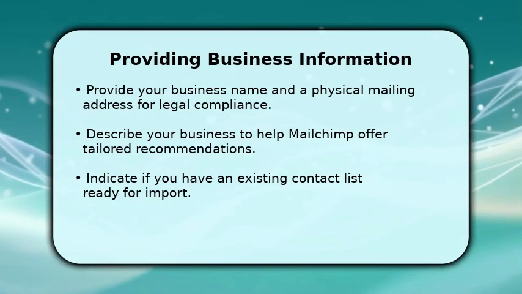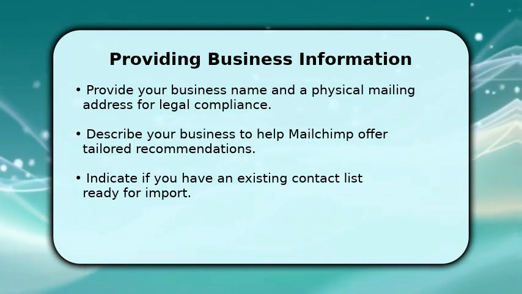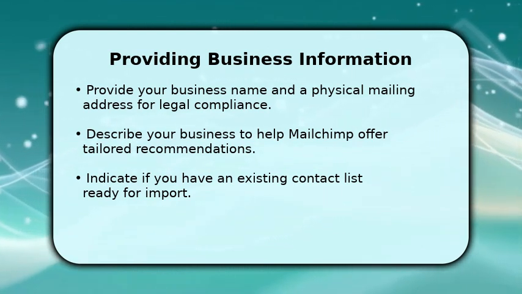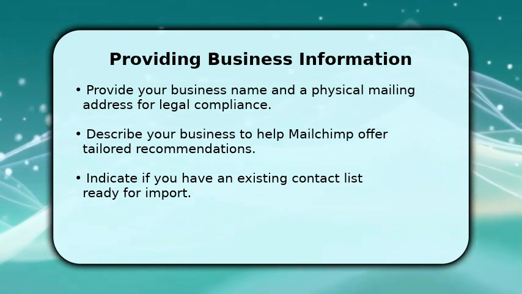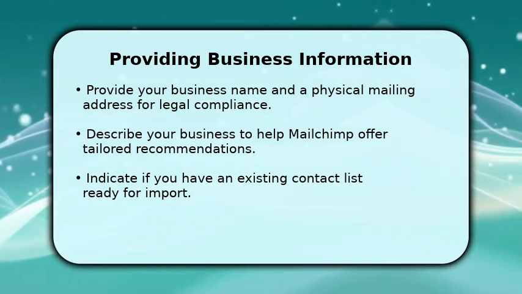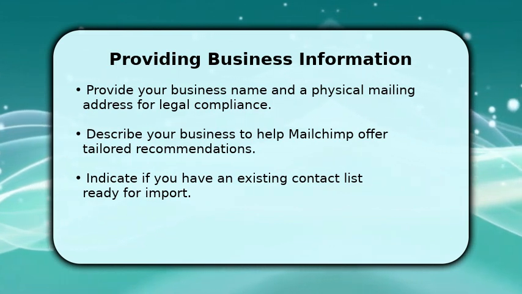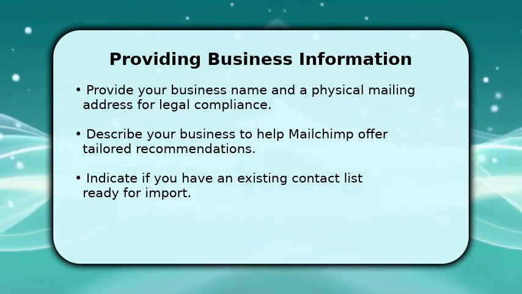Once your account is active, the next step involves providing essential business information. You will need to enter your business name and a physical address, which is a legal requirement for email marketing. Next, describe your business type and industry. This helps Mailchimp personalize your experience and suggest relevant tools. Finally, you will be asked if you already have an audience list, which you can import later.